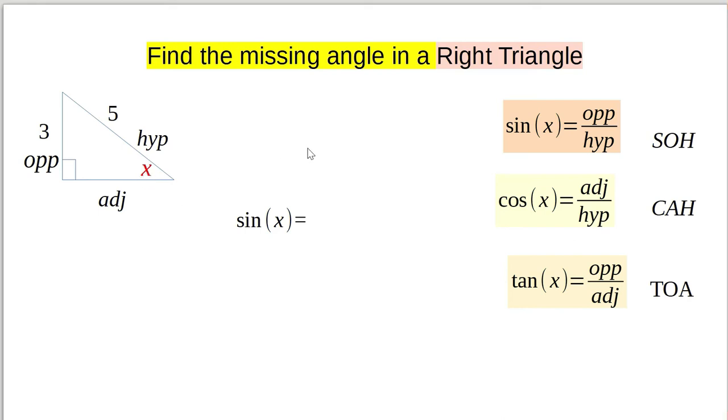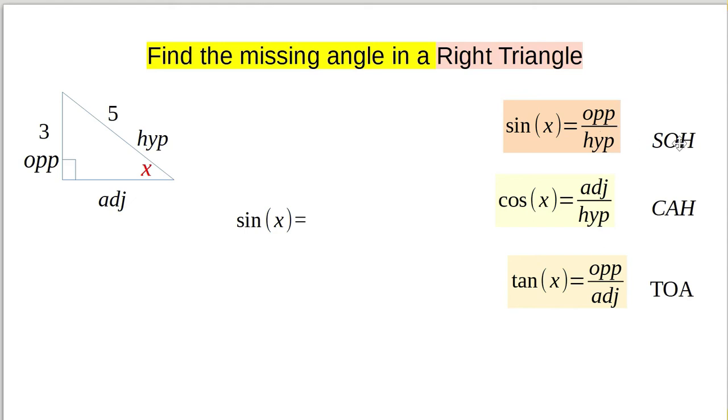Now, to solve such a question, we use three main functions in trigonometry: the sine, the cosine, and tan. Now let's look at the formula. Sine X is always equal to the opposite side divided by the hypotenuse. Cos X is equal to the adjacent side divided by the hypotenuse, and tan X is equal to the opposite side divided by the adjacent side.